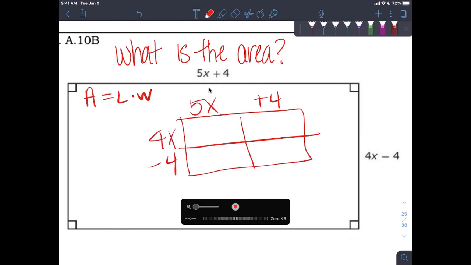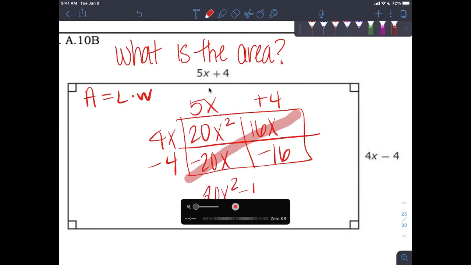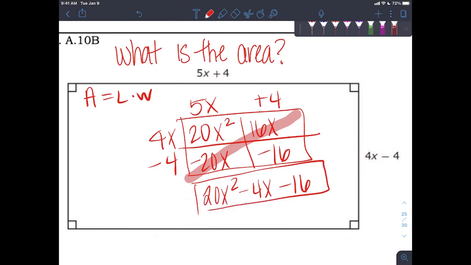So 5 times 4, 20, x times x, x squared. 5 times negative 4, negative 20. Bring my x down. 4 times 4, 16. Bring my x over. 4 times negative 4, negative 16. And let's go ahead and combine any like terms. And that is my area: 20x squared minus 4x minus 16.